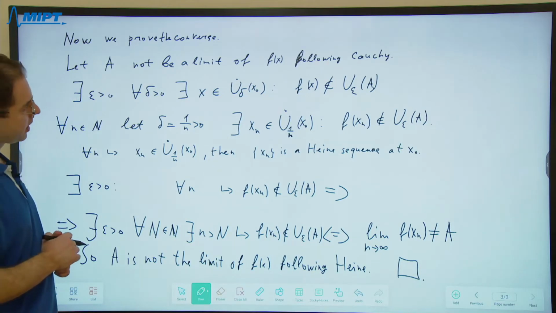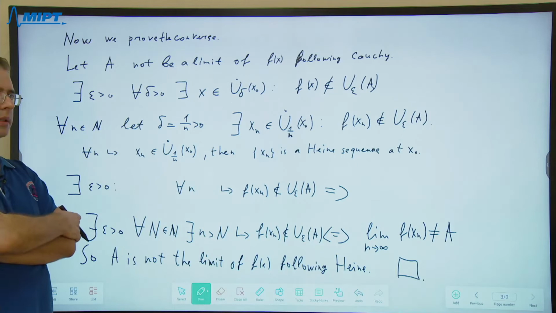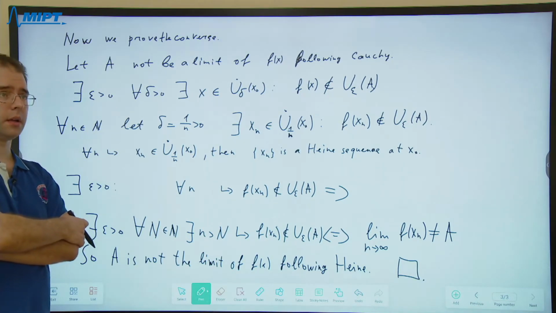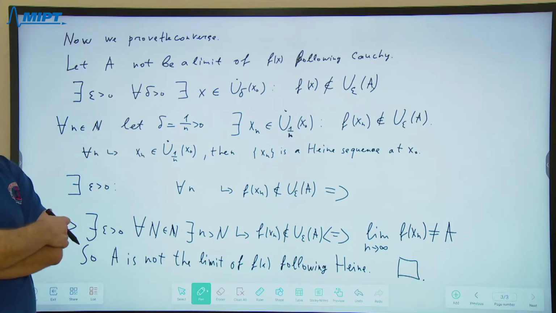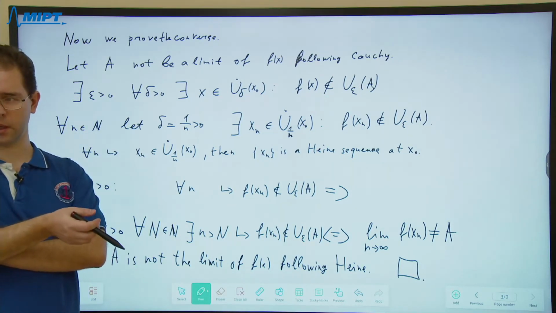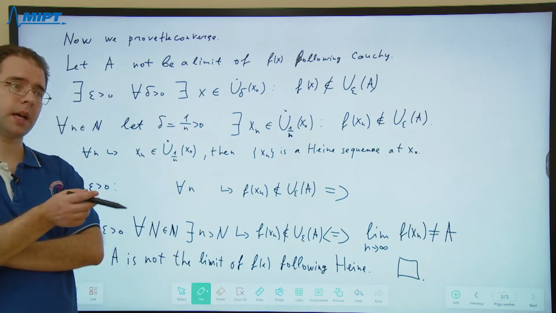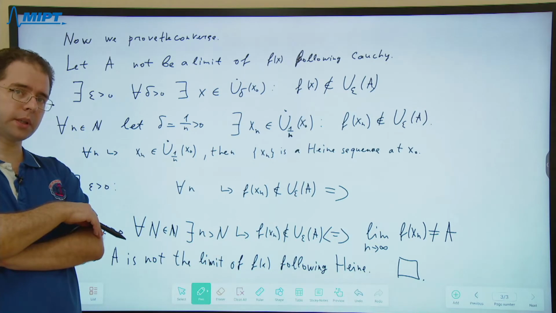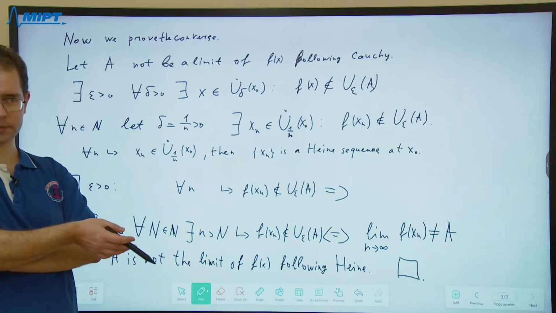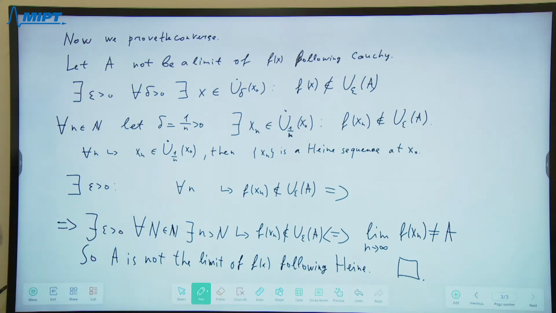Okay, so once again, I have proven that if some number is the limit of a function f following Cauchy, then it is the limit following Heine. And I have proven that if some number is not the limit following Cauchy, then this is not the limit following Heine. Okay, very well.